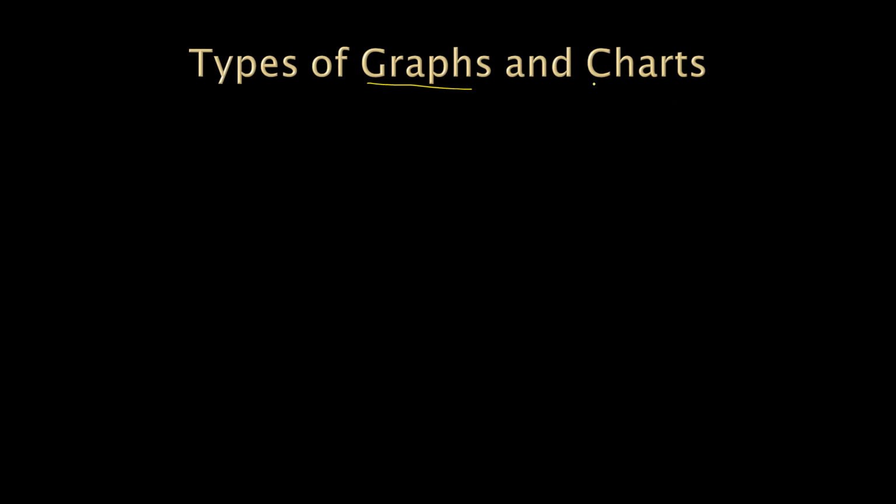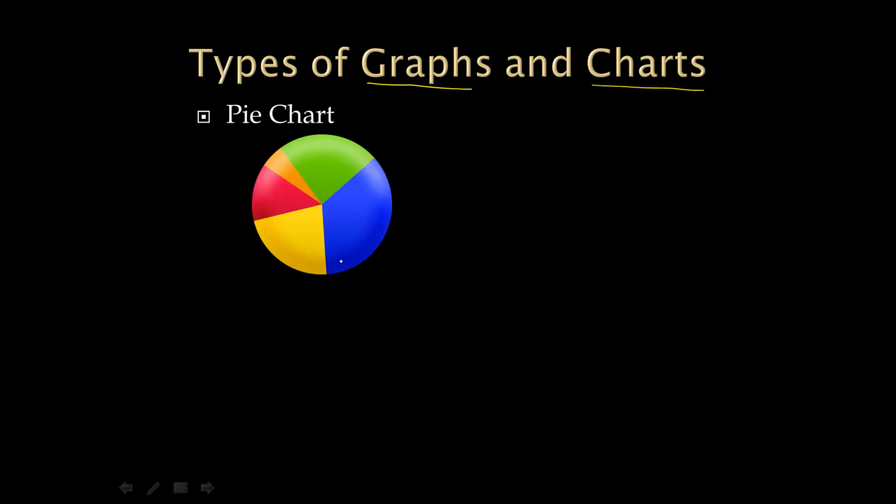The words graph and chart can pretty much be used interchangeably, but what is it? A graph is a visual presentation that relates two measured quantities. Ones that you may be familiar with: a pie chart. A pie chart is a graph in which a circle is divided into slices, and the size of each slice represents the portion of the whole.